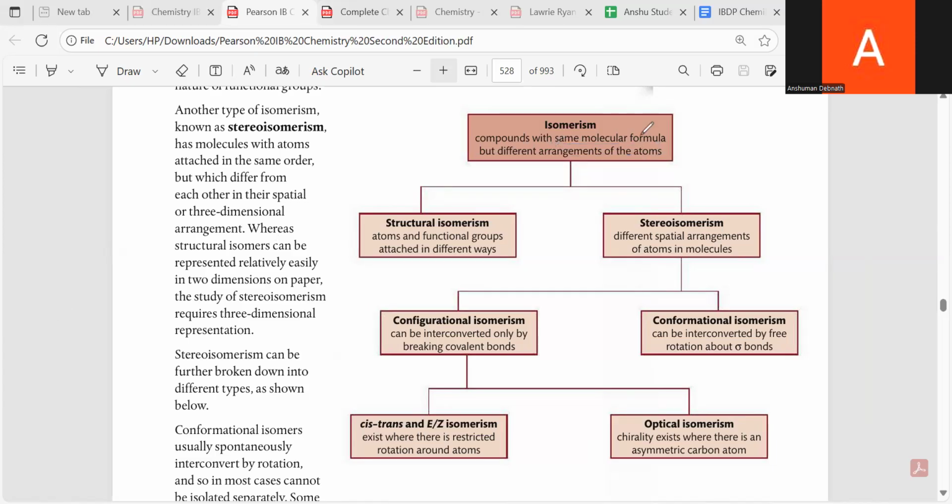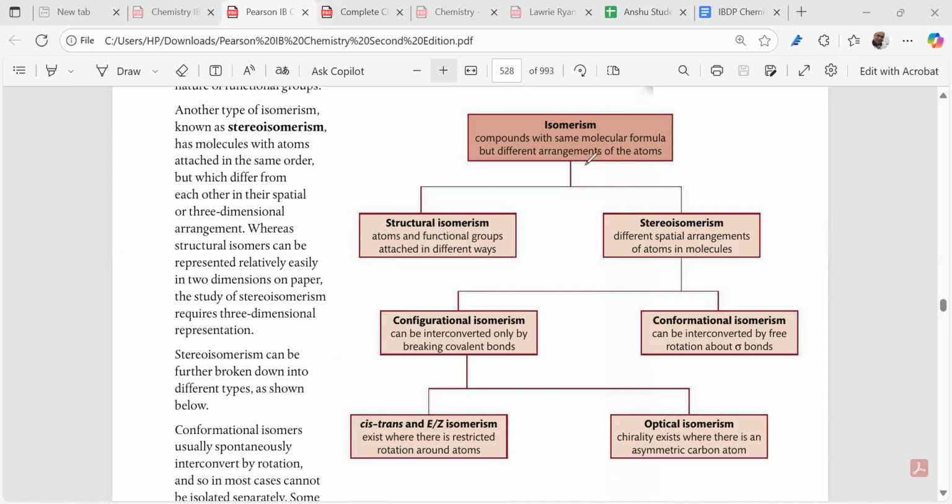Now, when we talk about isomerism, there are two kinds: structural isomerism and stereoisomerism. What is structural isomerism? Structural isomerism is where we have got different bonding. Suppose we are taking this, with chlorine over here, and the next one with chlorine over here. Can you see what we are doing? Here the chlorine is on carbon number 1, here the chlorine is on carbon number 2. The bonding changed.